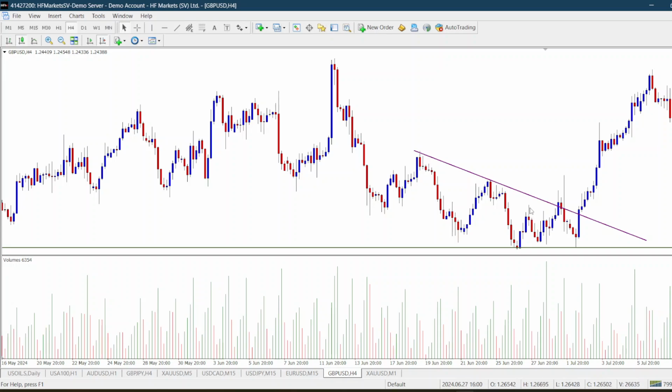Also, your profit target should be based on the height of the triangle. Measure the height of the triangle at its widest point and then project that distance from the breakout point. Okay, this gives you a rough idea of where the price could go after the breakout.